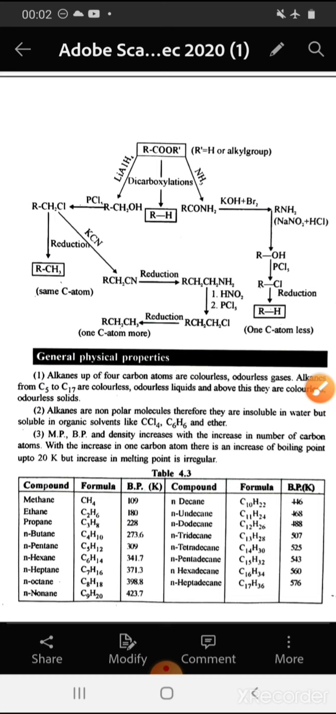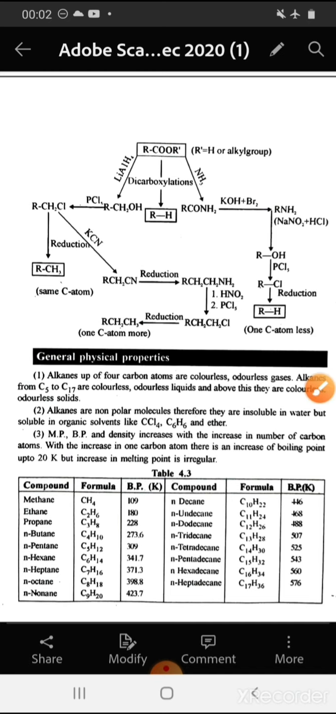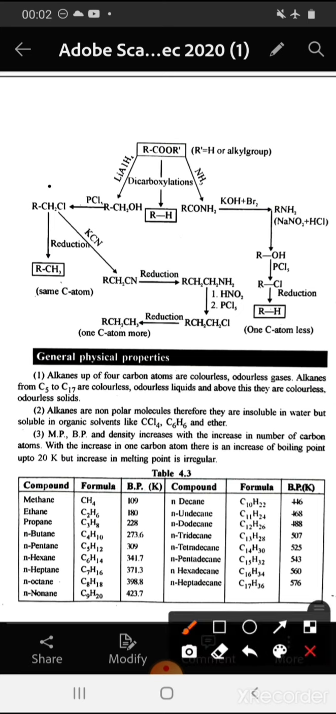In the second manner, this derivative of carboxylic acid undergoes reduction in the presence of lithium aluminum hydride and gives alcohol, and this alcohol reacts with PCl5 to give alkyl halide. Now this alkyl halide proceeds further in two ways. In one way, it reduces to give alkanes having the same number of carbon atoms, while this alkyl halide reacts with KCN to give RCH2CN. Here, this has one carbon atom more.